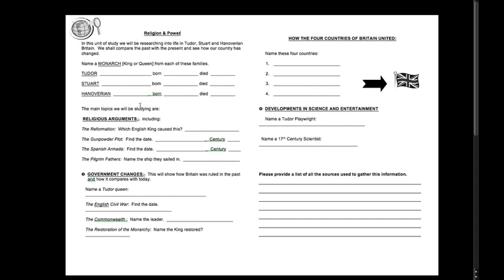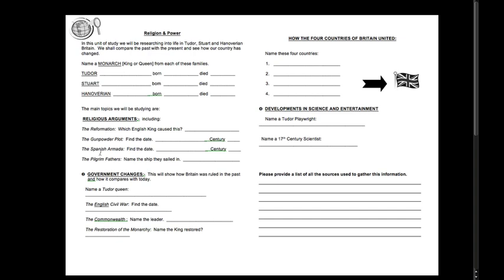We then move on and we will study the religious arguments that tore this particular period apart. Firstly, I want to know what the Reformation was and which English king caused this. Secondly, I would like to know the date of the Gunpowder Plot and the century in which this took place.